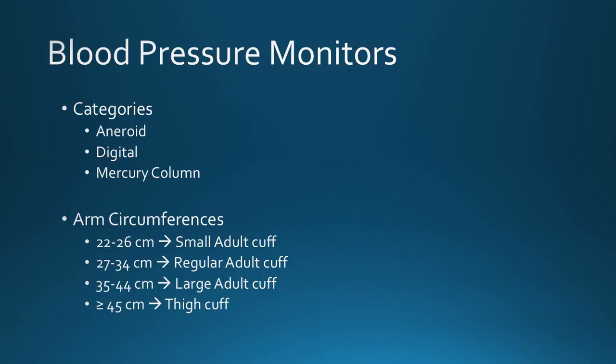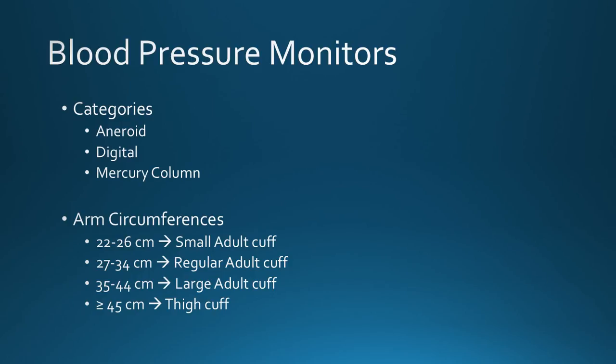There's digital, which includes both wrist and arm. There are also finger monitors, but those have been found to be quite inaccurate and are not recommended for patients. And then the last device is the mercury column, and that's the one that you typically think of where you have the blood pressure cuff and then the stethoscope separately.